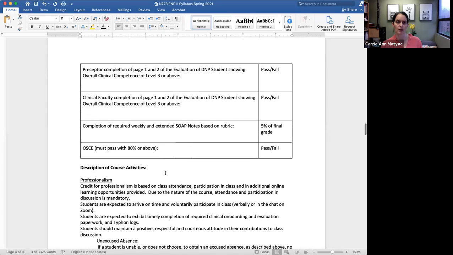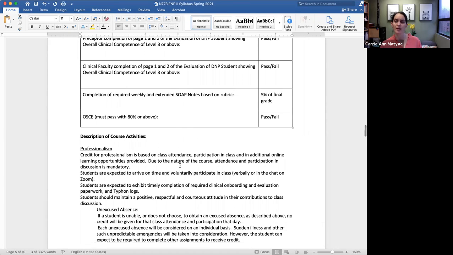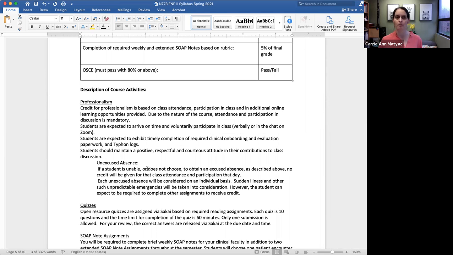All right, and then we already talked about the SOAP notes and the OSCE. With the OSCE, it's a pass or fail. However, you need to pass with an 80 or above. If something happens, the reason the OSCE is on May 14th and not May 28th is because I want you to have time that if something happens and you don't happen to pass it, that you have time to contact me and we can redo it, okay?